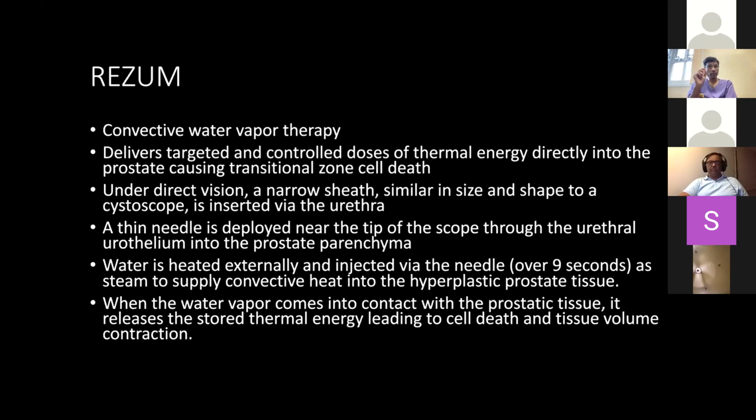It's a thin needle which is deployed. The needle tip has got 12 holes. And once you deploy the needle, it will eject the water vapor at 103 degrees Celsius for 9 seconds. After that, the needle will retract automatically. Approximately every needle will produce an area of 1 centimeter spherical apoptotic lesion.